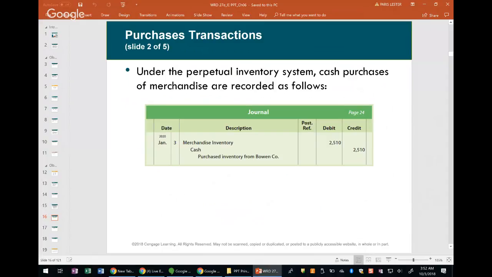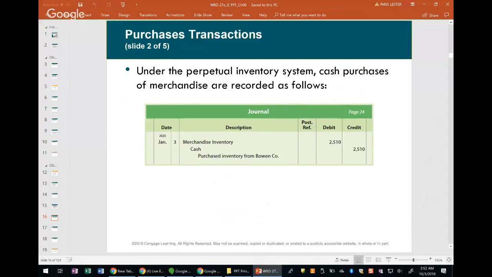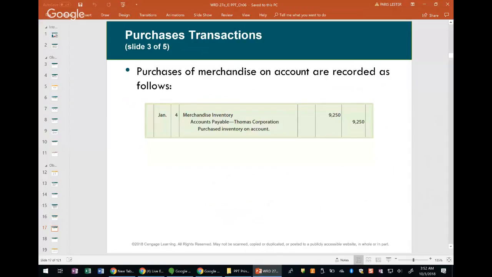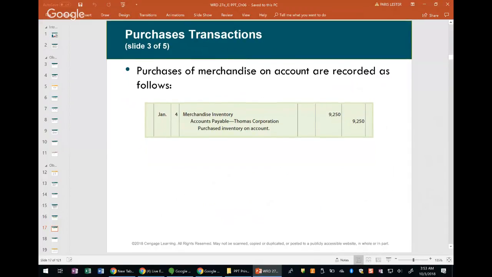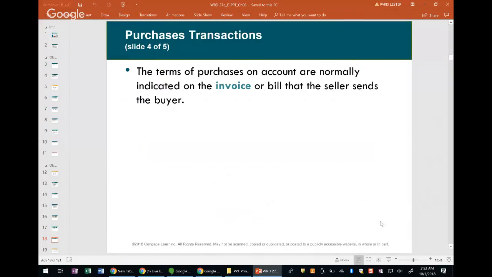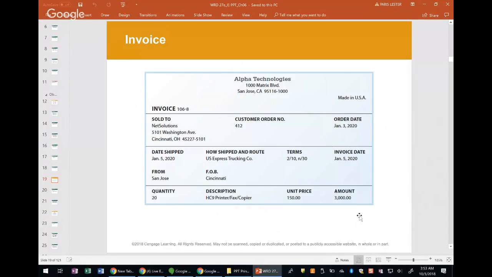All right, perpetual. We buy inventory, an asset. We credit cash, an asset, or we credit accounts payable, a liability. That's also an invoice, or bill, that the seller sends to the buyer. We had that in chapter 5.